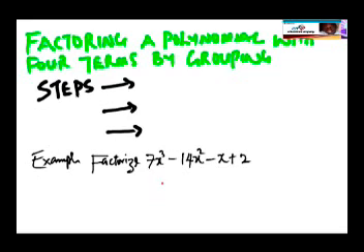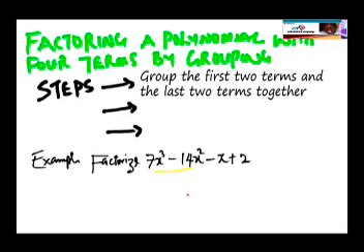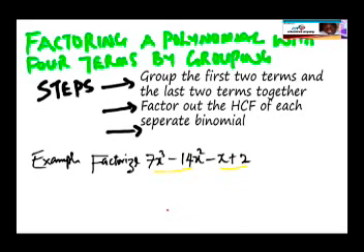So in this case we are going to group, and according to the steps here, the first step is to group the first 2 terms together and then the last 2 terms together. So I'm going to group these 2 together like this, and the last 2 terms in this way. And the second step says factor out the highest common factor of each separate binomial. So we'll work on this, whatever we get, we'll factor it out. We'll work on this, whatever we get, we'll factor it out. That's exactly what we're going to be doing, and that's what the second step says.